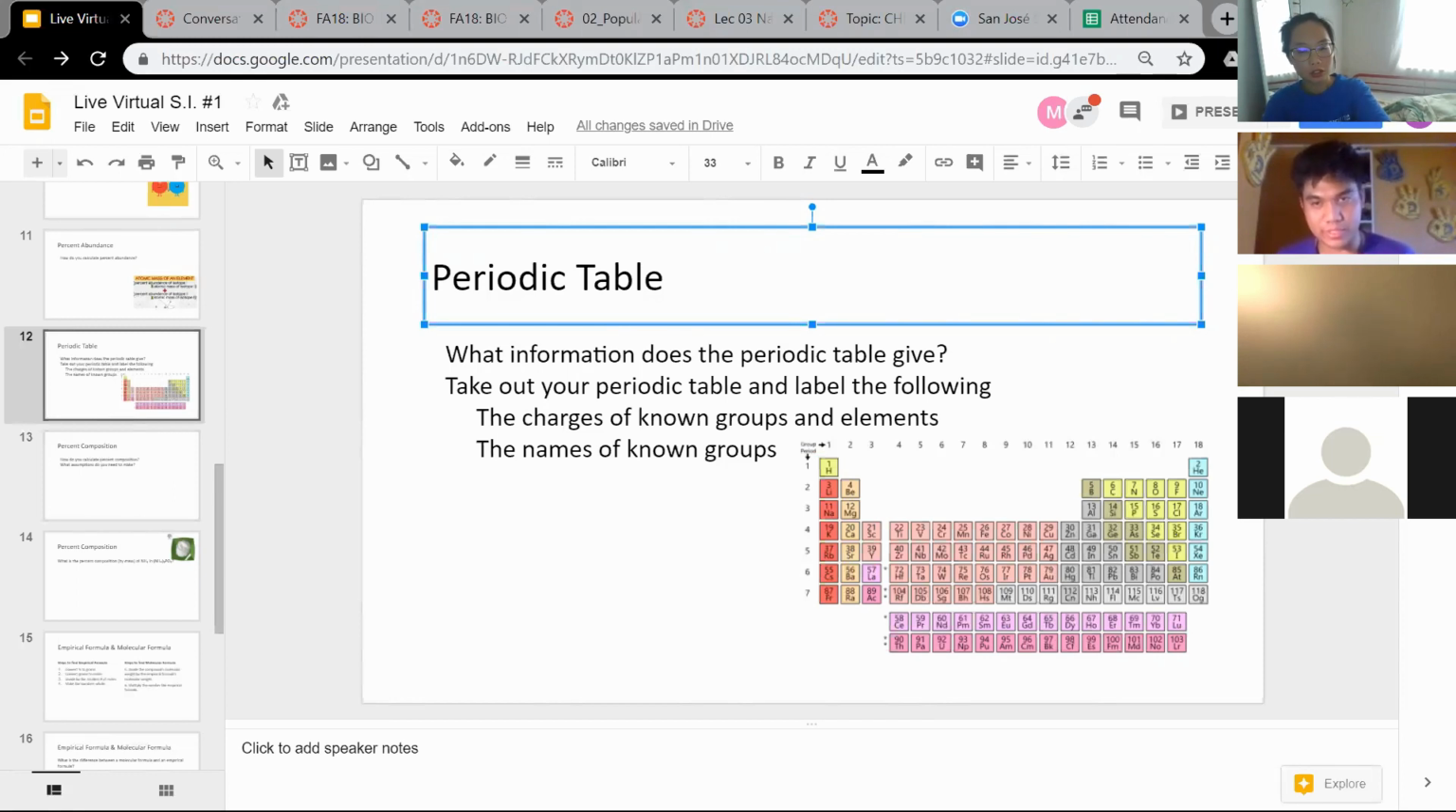For those who have answered, what is this big huge portion in the middle called? What's the name of this portion right here? There we go. Also include that in your periodic table, transition metals. So what is so special about transition metals that we should be familiar with? Not all, but generally familiar with.